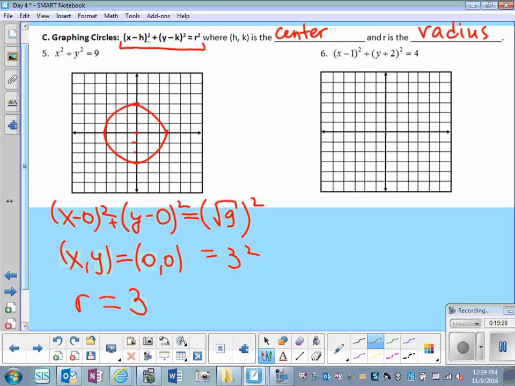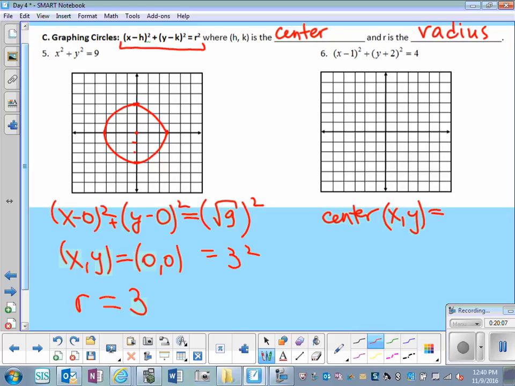Okay. Let's see the second example, or problem number 6 from the notes. Again, this is the circle. You can see that the formula is very much similar to the circle formula that we have. So can we figure out what the center is? Is it negative 1, 2? No. Hannah, is it negative 1, 2?